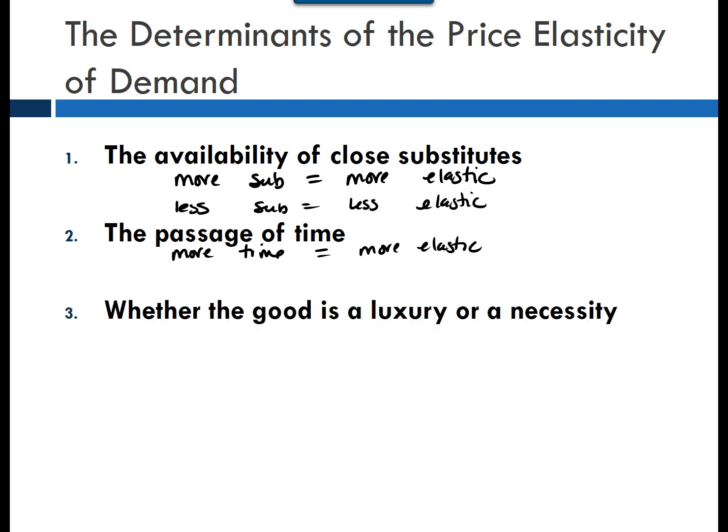So, luxury goods tend to be more elastic because if the price goes up, you can just do without it, right? It's a luxury good, you don't need it. Whereas a necessity is less elastic, like gas or electricity. If it's a necessity, you're going to buy it even if the price goes up because you have to. That's the definition of a necessity.